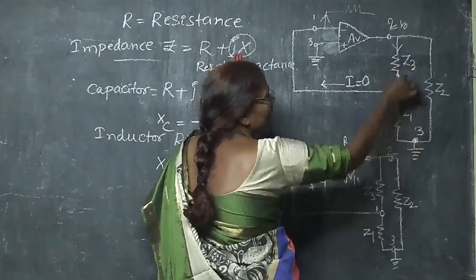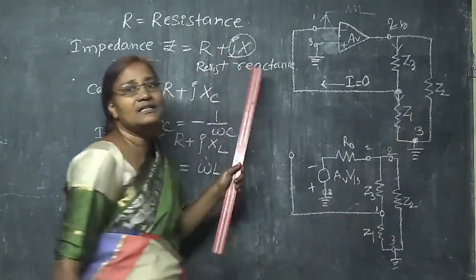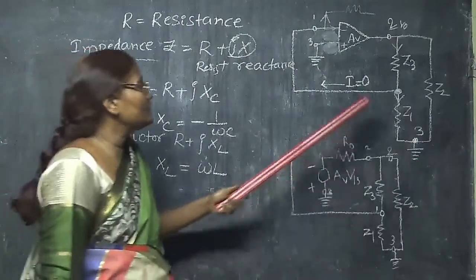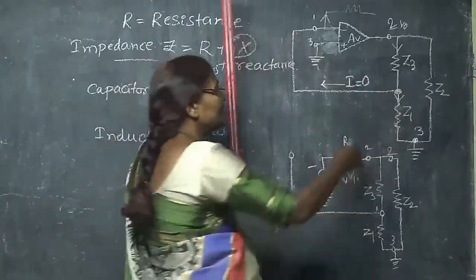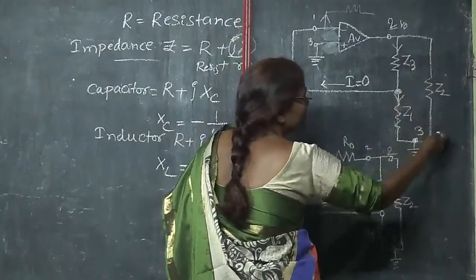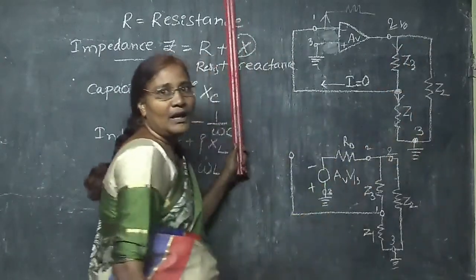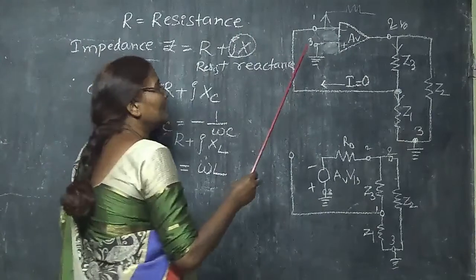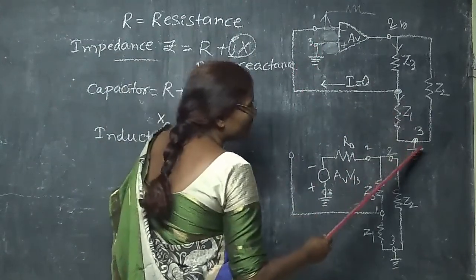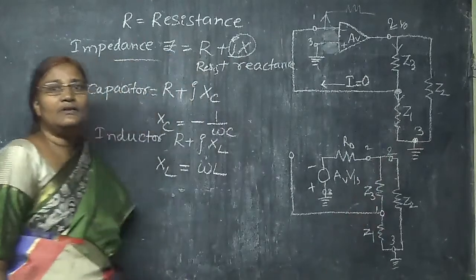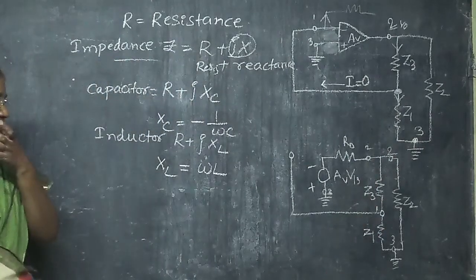So these two can be considered as the series elements. Z3 and Z1 are in series. And for this combination, this Z2 is going to be parallel. And we can observe one thing here. Terminal 3 is grounded and this is also grounded. So that we have to consider.